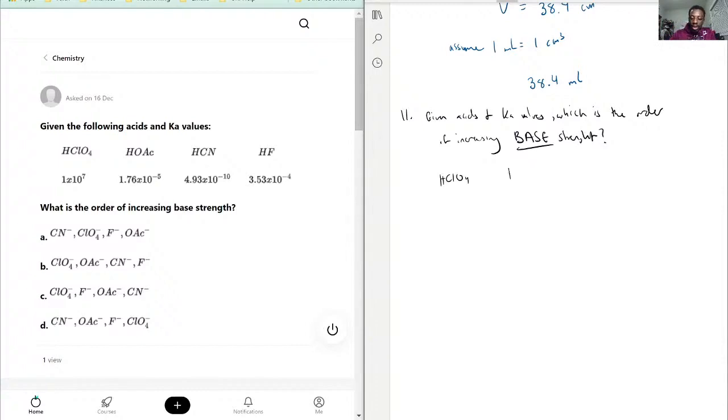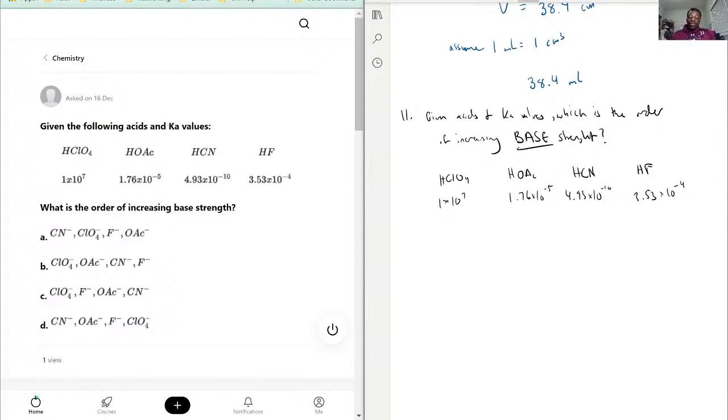HClO4, HOAc, HCN, and HF, and these ones had 3.53 times 10 to the negative 4, 4.93 times 10 to the negative 10, 1.76 times 10 to the negative 5, and 1 times 10 to the 7. Wow, okay, definitely blows them all out of the water.